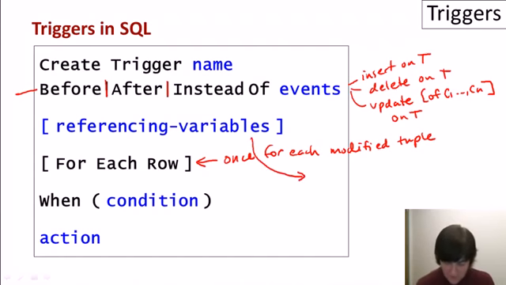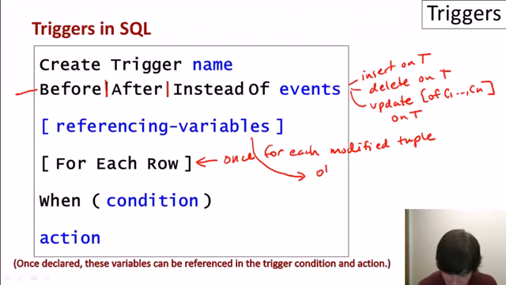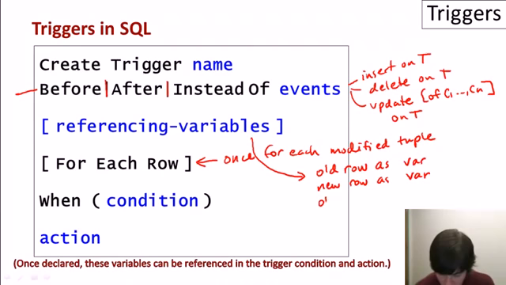Now let's talk about the referencing variables. I'm going to write them down here. The idea of referencing variables is that they give us a way to reference the data that was modified that caused the trigger to be activated. So we can have in the referencing variables, these are keywords, old row as, and then we can give a name to the old row. We can have new row as, and again a name. And we can also have old table as a name and new table.